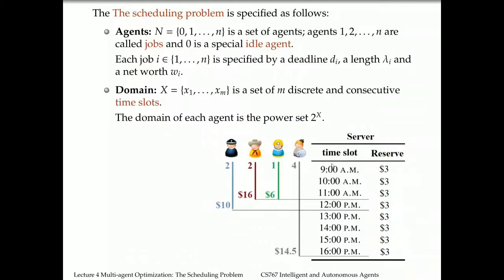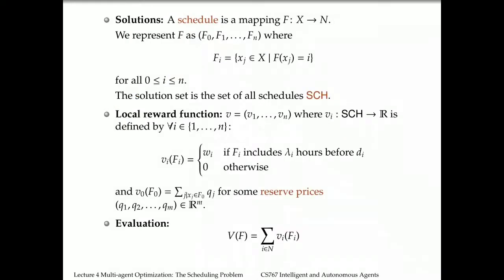And then we have these many time slots from 9 a.m. right to the end of 4 p.m. So that's just before 5 p.m. and each time slot has a $3 reserve. That's the reward of the idle agent if this time slot is idle.